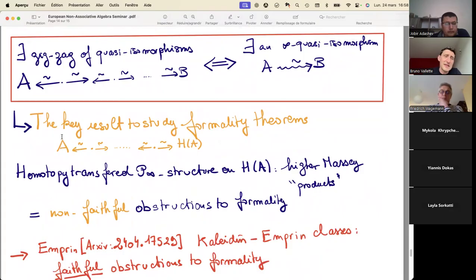Formality is when you have a zigzag of quasi-isos from a certain double Poisson algebra to its homology with the trivial and stupid structure. You know, I'm back to the first point of the talk, when we had an associative structure and the naively transported associative structure. I said it's bad. We say A is formal when there exists such a zigzag.